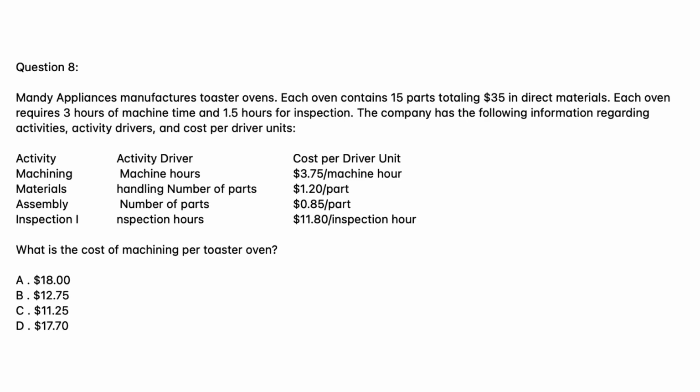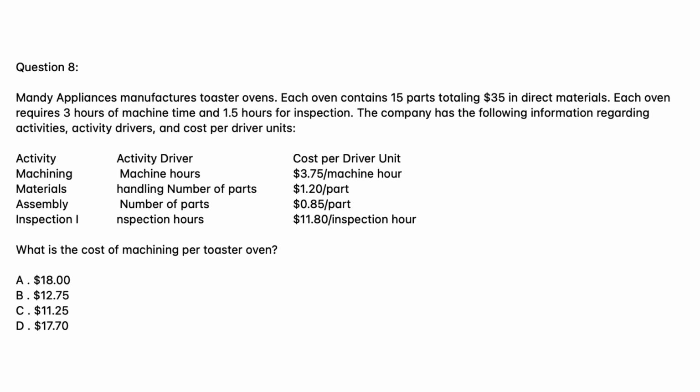Question 8. Mandy Appliances manufactures toaster ovens. Each oven contains 15 parts totaling $35 in direct materials. Each oven requires 3 hours of machine time and 1.5 hours for inspection. The company has the following information regarding activities, activity drivers, and cost per driver units. Machining, machine hours, $3.75 per machine hour. Materials handling, number of parts, $1.20 per part. Assembly, number of parts, 85 cents per part. Inspection, hours, $11.80 per inspection hour. What is the cost of machining per toaster oven?